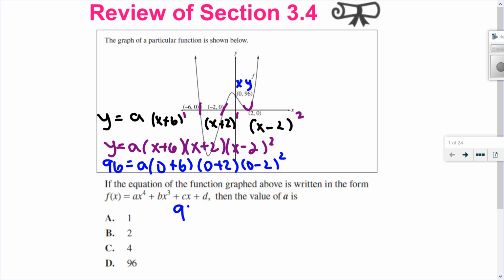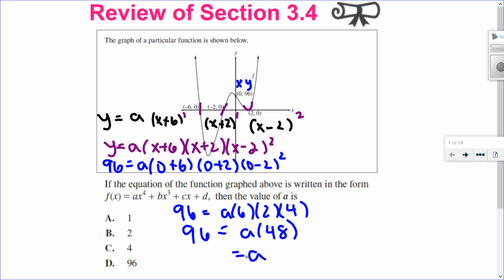Okay, so I have 96 is equal to a times 6 times 2 times -2 squared, which is 4. So I end up with 96 is equal to a times 48, and then I divide both sides by 48, and I get an a value of 2.